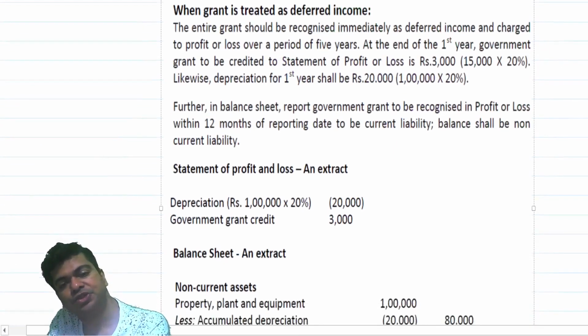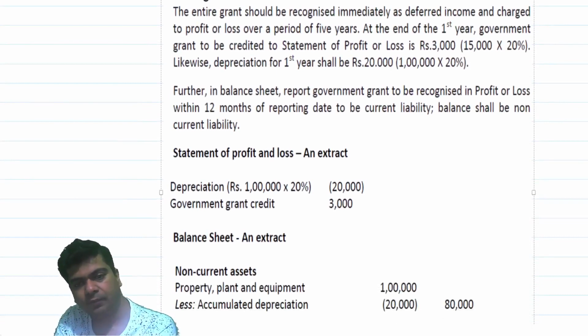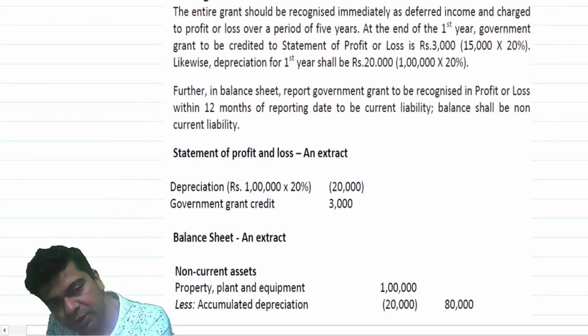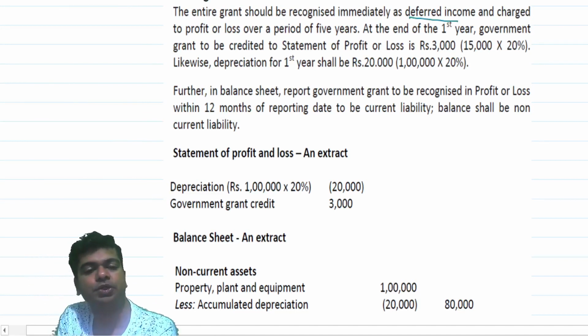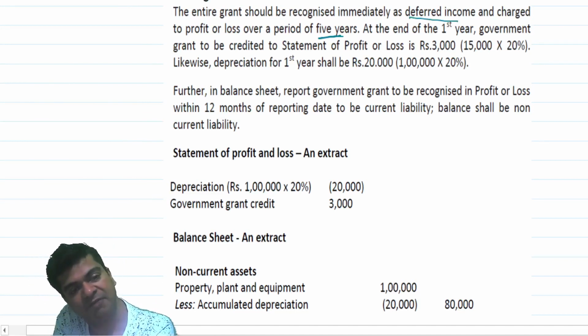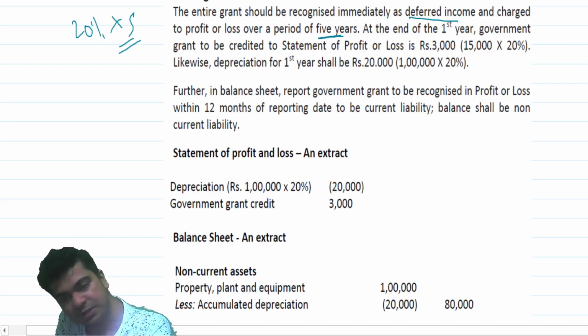Yes, when grant is treated as deferred income, all the points have been discussed by us. The entire grant should be recognized immediately as deferred income and charged to P&L over a period of 5 years. Why 5 years? You are writing off 20% every year. In 5 years, 100% will be written off. That's the reason 5 years.